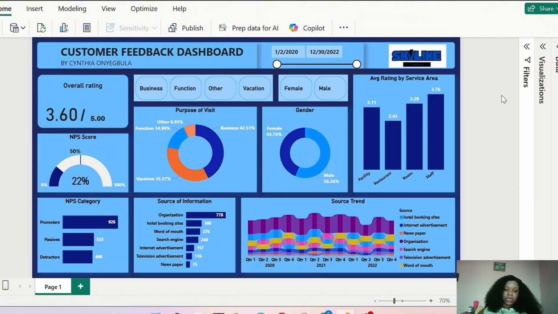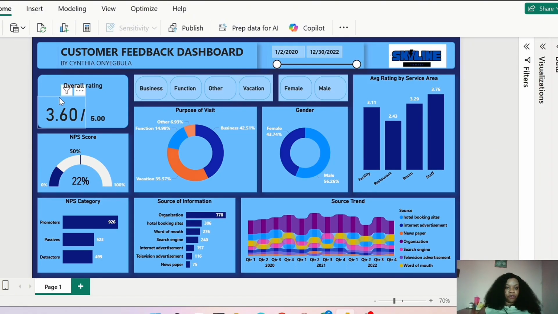All right. This is the dashboard for this business. Like I said, it's a hotel called Skyline Towers, and it shows the overall rating, which is currently sitting at 3.6 over 5 stars. Then the NPS score, the NPS category. This is showing the number of promoters, passives versus detractors that we have. Then we have the purpose of visits, the gender spread, the average rating by service areas, and then there are also slicers here. These are also sources of information, and the source trend. So far, looking at this dashboard, I already have an idea of what is happening. But of course, as an analyst, my next question is always why?